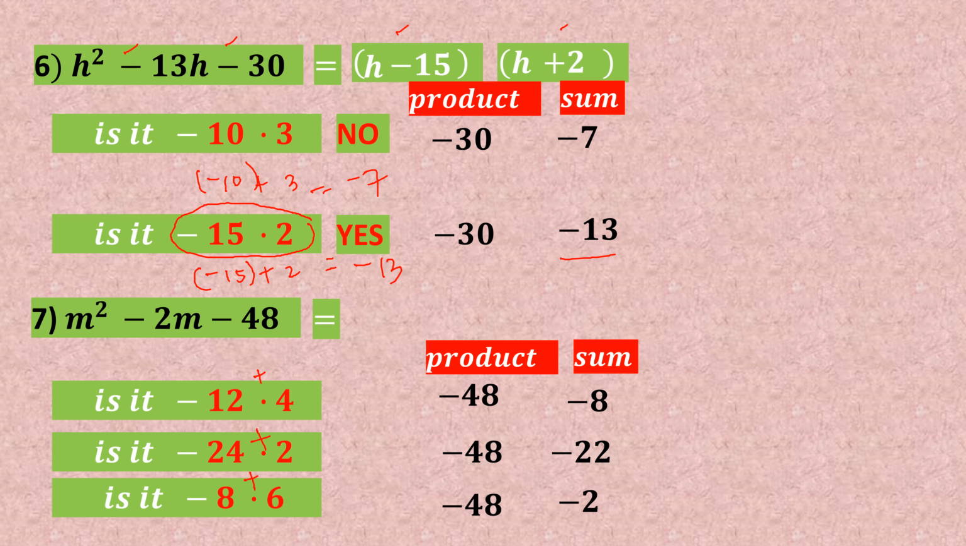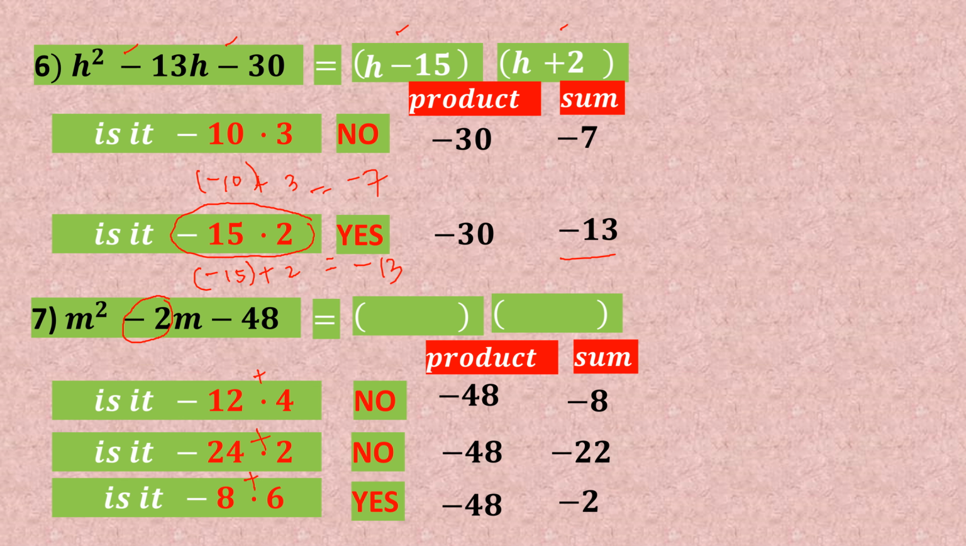And so far, our middle term numerical coefficient is negative 2. So therefore, the first set, which is negative 12 times 4, is not, as well as the negative 24 and 2. So only the negative 8 and 6 are the factors of negative 48 that will also give us a sum of negative 2. So therefore, our factors of m squared minus 2m minus 48 are m minus 8 and m plus 6.